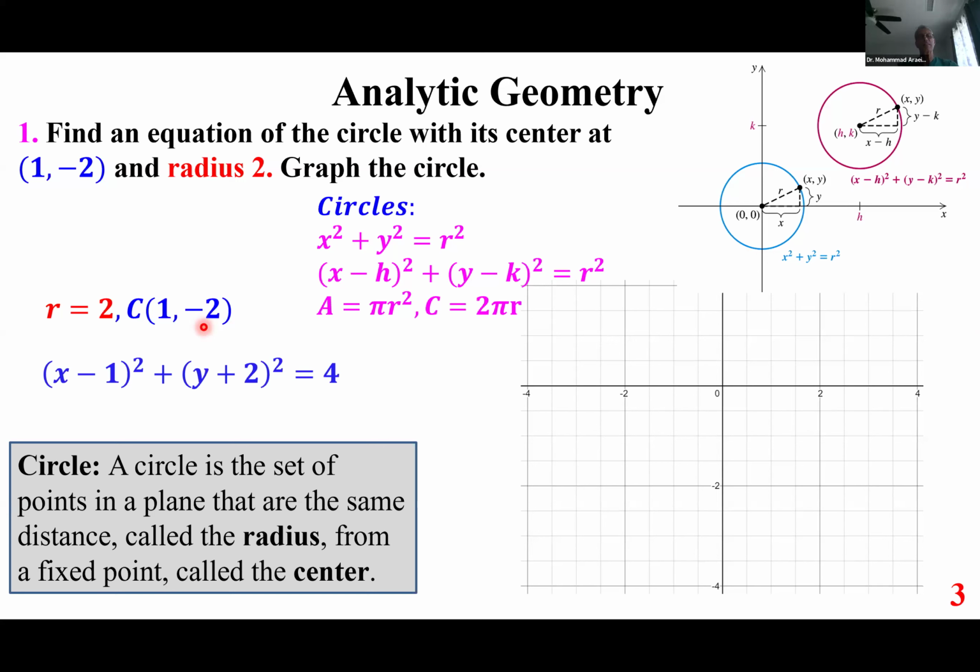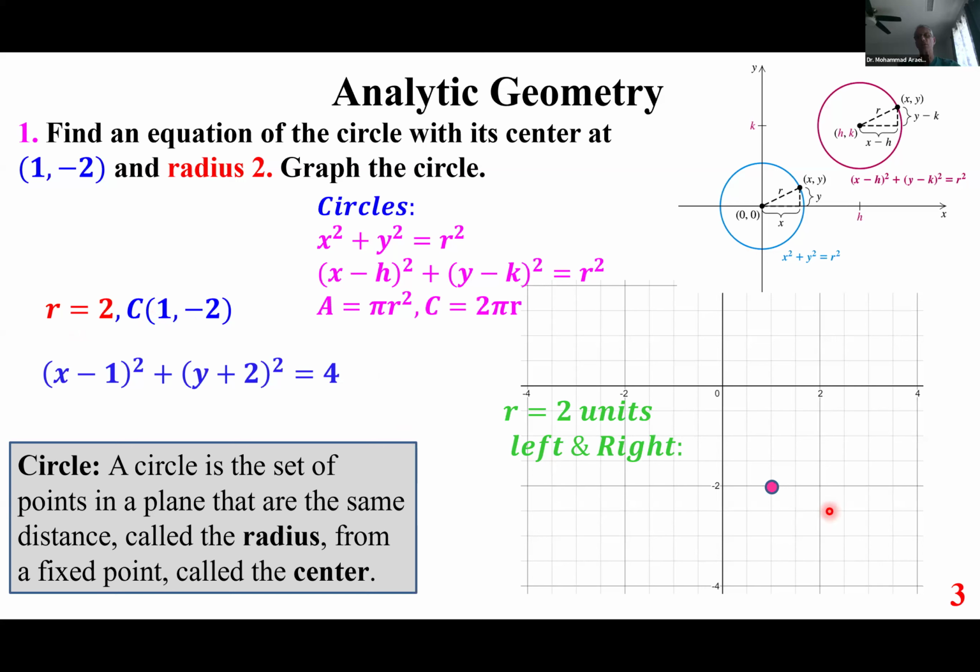And so the center is located at (1, -2). So 1 to the right, 2 down. So somewhere here. And now you go 2 units to the right, 2 units to the left, 2 units up, 2 units down. In other words, r units, r units. So r equals 2 units left and right.